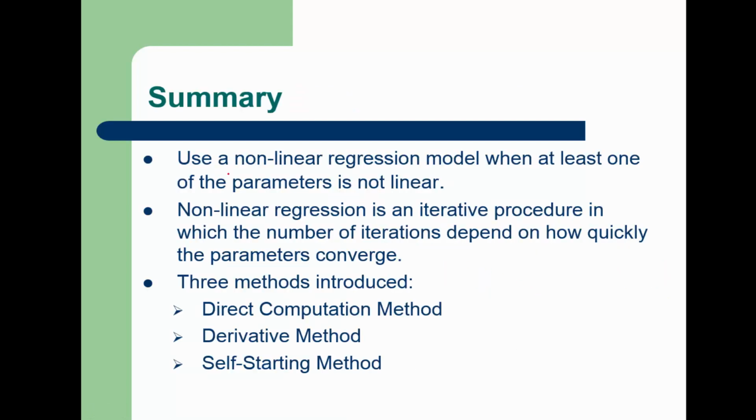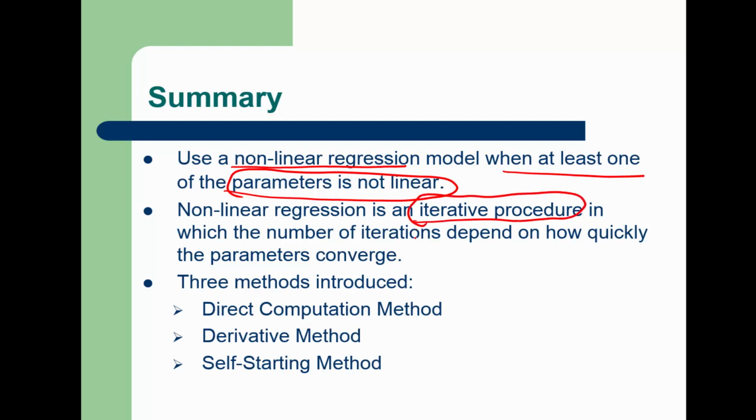So to summarize, we use a nonlinear regression model when at least one of the parameters is nonlinear. That's the important one to be remembered, that one of the parameters in the model should be nonlinear. Nonlinear regression is an iterative procedure. So you find the likelihood and iteratively you optimize the loss function. The number of iterations depends on how quickly the parameters converge. So if the parameters converge quickly, you get all the values with a lesser number of iterations. Otherwise, it takes quite a lot of time.